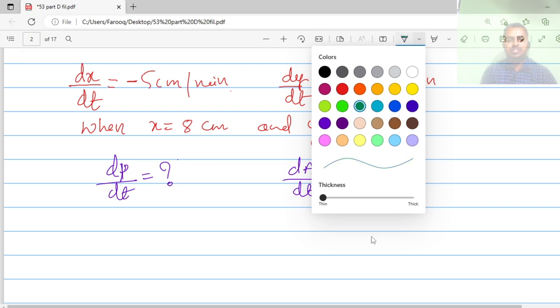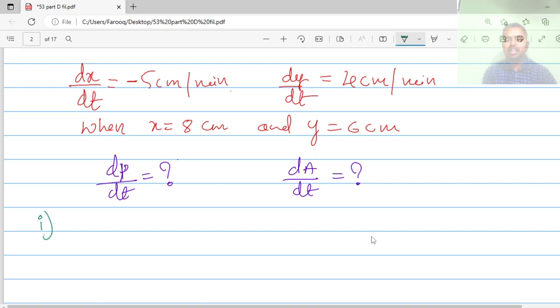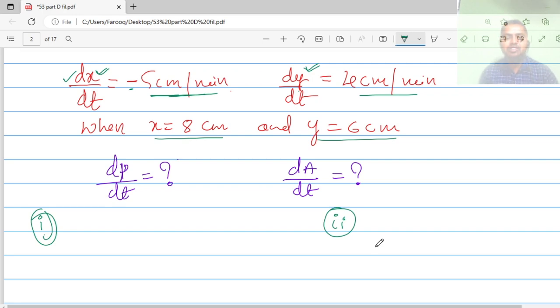The first is perimeter, the second is area of the rectangle. Two parts of the problem are given here. The length x of a rectangle is decreasing at the rate, that is dx by dt, decreasing means minus sign, minus 5 centimeter per minute. The width y is increasing at the rate, dy by dt is equal to 4 centimeter per minute. When x is equal to 8 centimeter and y is equal to 6 centimeter, find the rate of change of perimeter and of area of the rectangle.